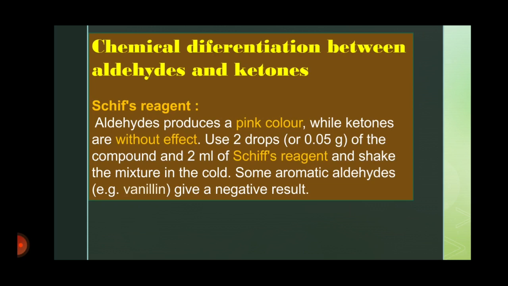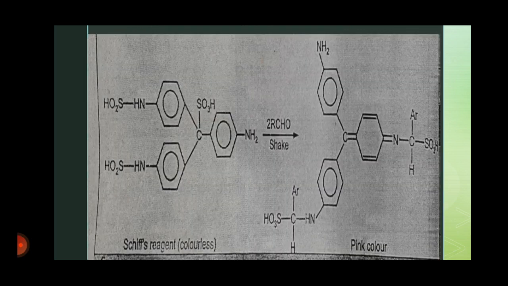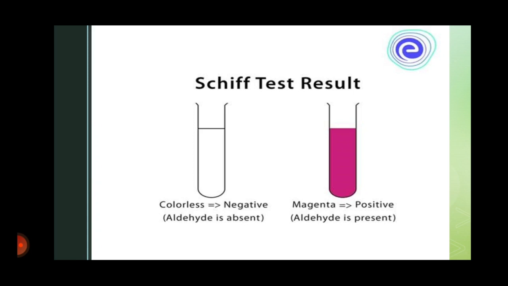So what we do is use 2 drops or 0.05 gram of the compound and 2 ml of Schiff's reagent and shake the mixture in cold. Some aromatic aldehydes, for example, give a negative test. So this is the reaction, in which the colorless Schiff's reagent reacts with our given sample, the aldehyde, to form the pink color. This is how the result looks: colorless, negative, aldehyde is absent, and here aldehyde is present.